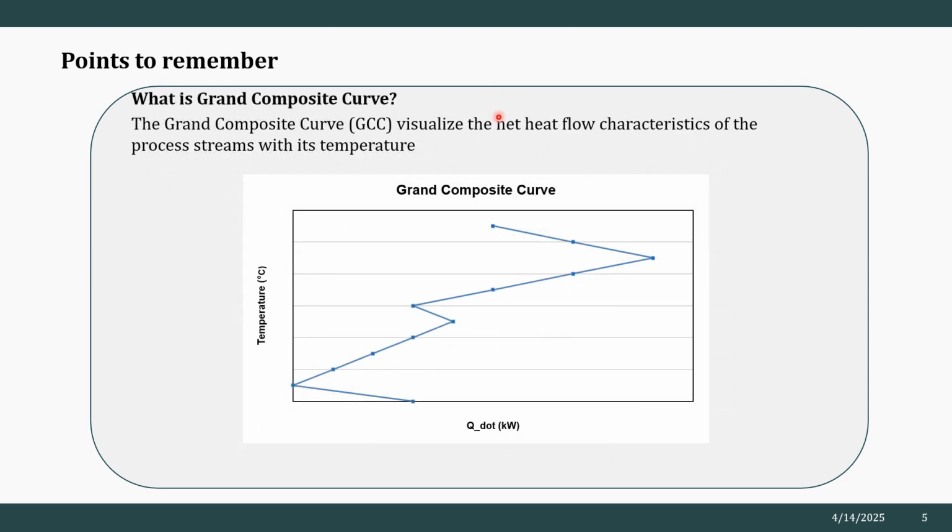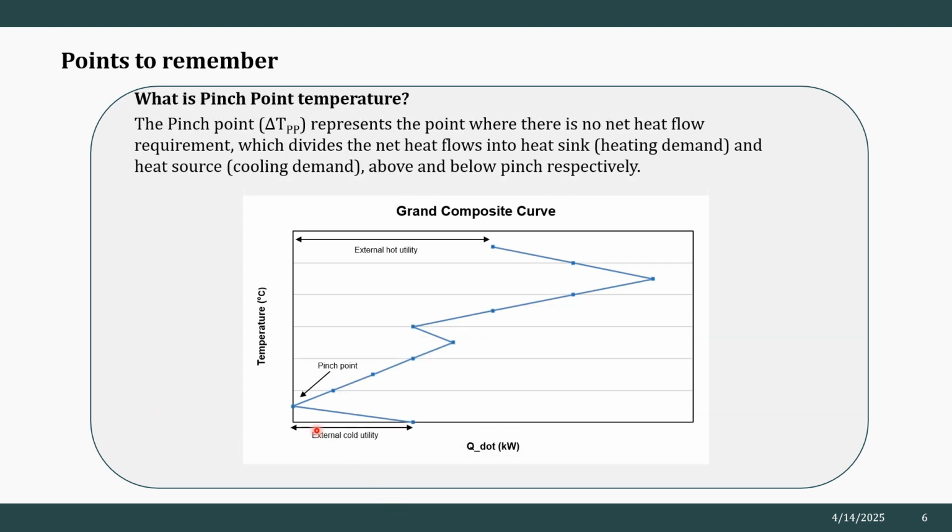Moving on with the grand composite curve. The grand composite curve helps visualize the net heat flow characteristics of both the hot and cold streams within the process. So this curve is plotted after the heat recovery. We will discuss more about how the curve is plotted and how the heat recovery is done in the Excel calculation. But just for a simple representation, it is presented here. And the point with the minimum heating or cooling needs, or no net heat flow requirement, in the GCC is our pinch point.